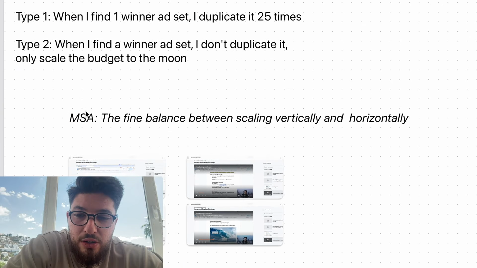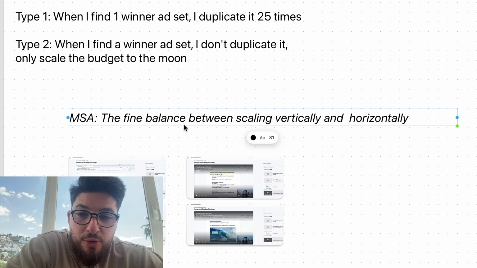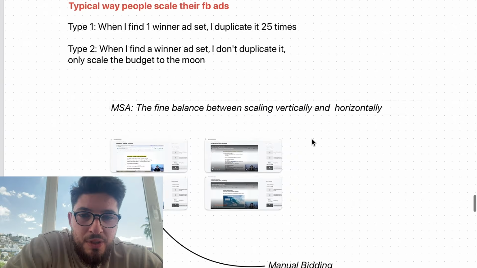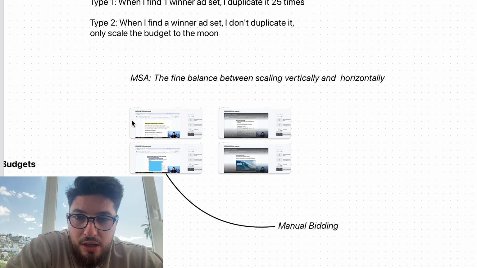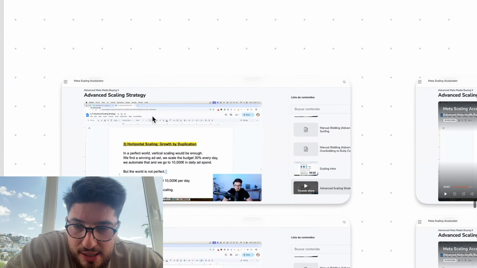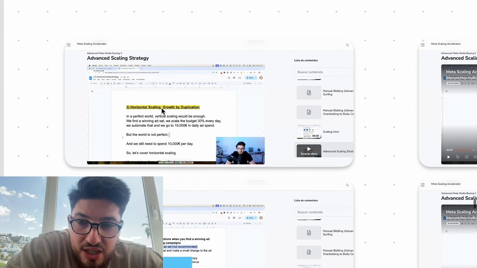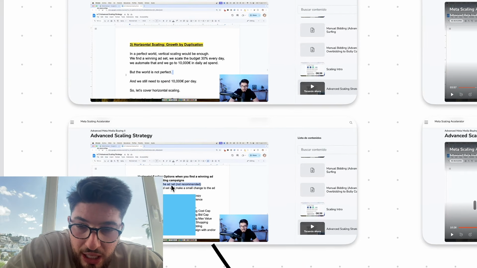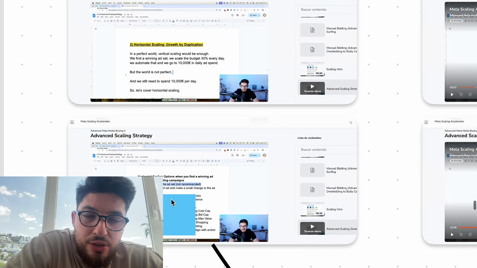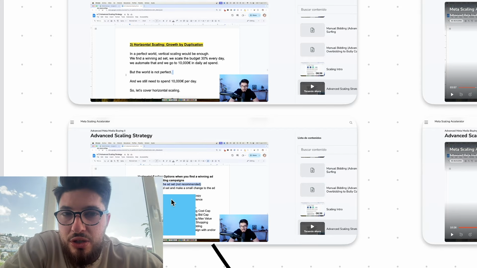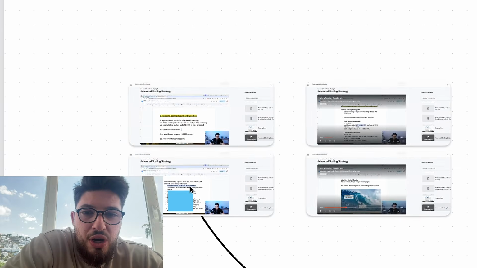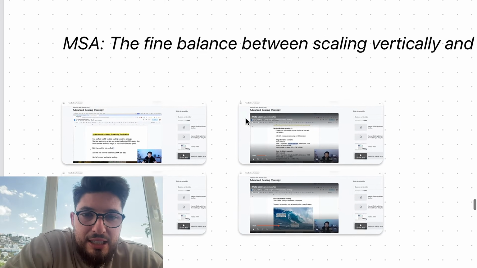So in the accelerator program, at the end of the day, what I'm teaching is the fine balance between scaling vertically and horizontally. And you'll see it here, what is this? This is horizontal scaling when I'm teaching it. And what I give here is 10 or 15 ways to scale horizontally. So duplicate the ad set and make this change, make this other change, make this other change. So we are not looking to duplicate the same ad set 50 times.